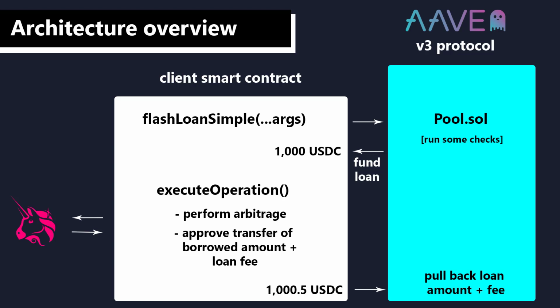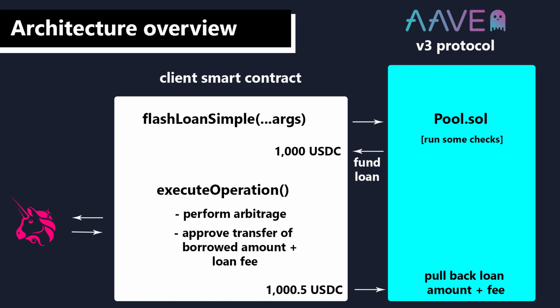But other options are available. So at that point, the pool contract will run some checks and then send the borrowed funds back to our flash loan contract. At that point, the executeOperation function, which we've defined, will be invoked. And here's where we'll run any custom logic that we want to do. For example, the arbitrage operation.